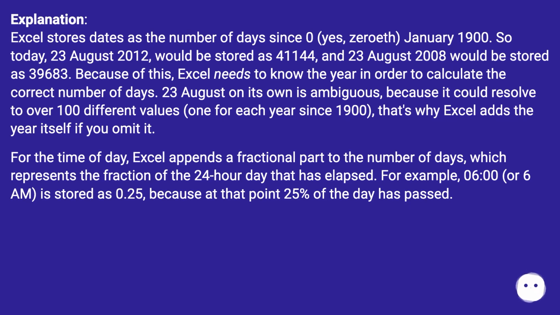For the time of day, Excel appends a fractional part to the number of days, which represents the fraction of the 24-hour day that has elapsed. For example, 6 o'clock, or 6 a.m., is stored as 0.25, because at that point 25% of the day has passed.